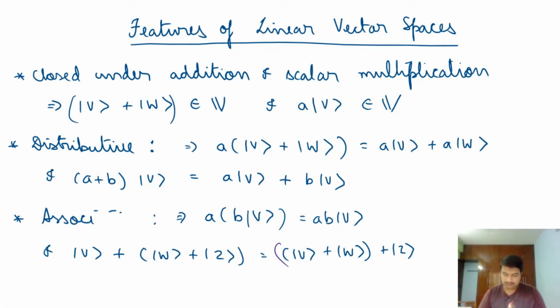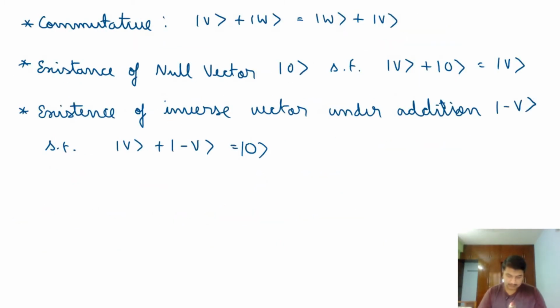They must be closed under addition and scalar multiplication. They must have the distributive property. They must have the associative property, but you have seen this already. They must be commutative with respect to addition. There must exist a null vector, and there must exist an inverse vector under addition. So all of these things we have already seen.